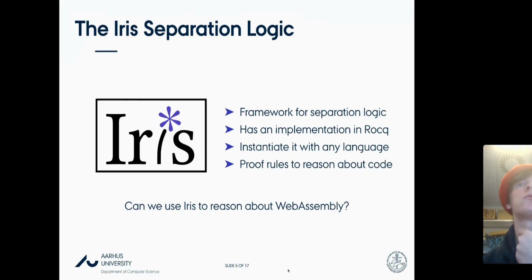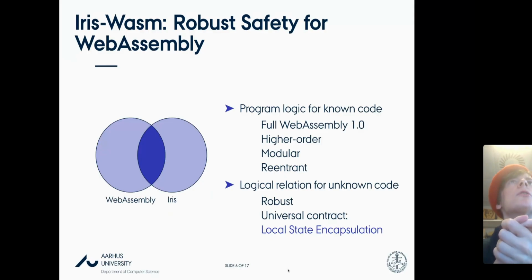And we've asked ourselves whether or not we could use this on an industrial-sized language like WebAssembly. And that's what we've done. We've defined Iris-Wasm a couple of years ago, which is an instantiation of Iris for WebAssembly. I'm going to show very quickly what that looks like in practice. But the big picture is that we have a program logic that you can use to reason about code in WebAssembly. That is the full industrial definition of WebAssembly 1.0. We haven't got 2.0 yet, but that's something that we could probably achieve as future work.